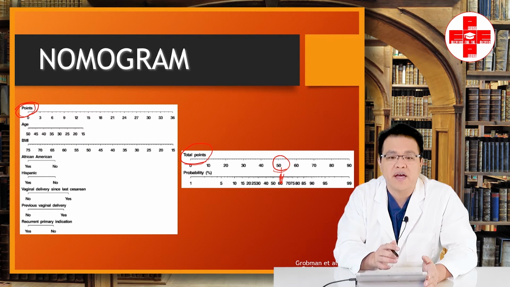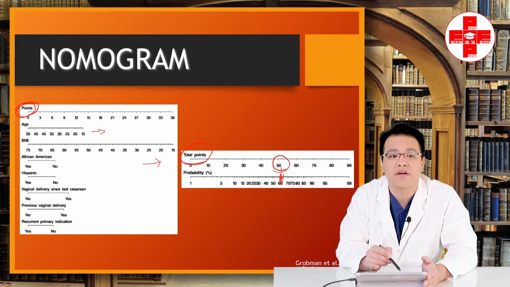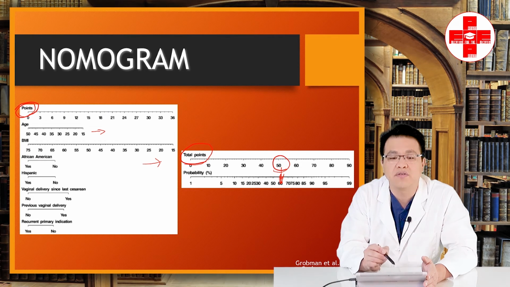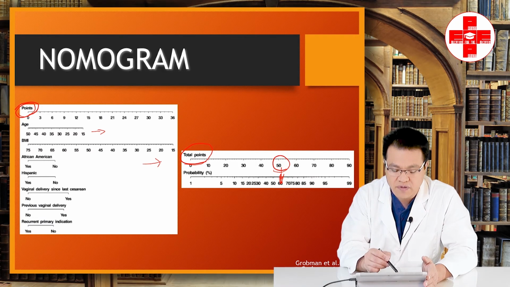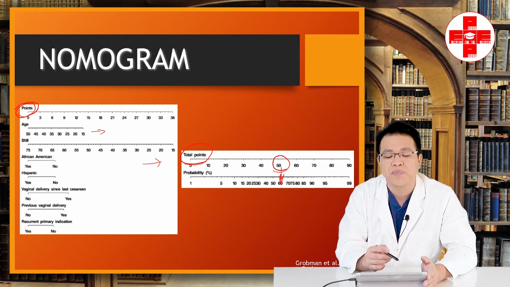So on the left side, this nomogram shows that age, the younger you are, the higher chance of delivering vaginally. The lower your BMI, the higher your chance of delivering vaginally. And like we talked about, African American race, Hispanic race, those will both decrease your chance of delivering vaginally, whereas previous vaginal deliveries would all increase your chance of delivering vaginally.